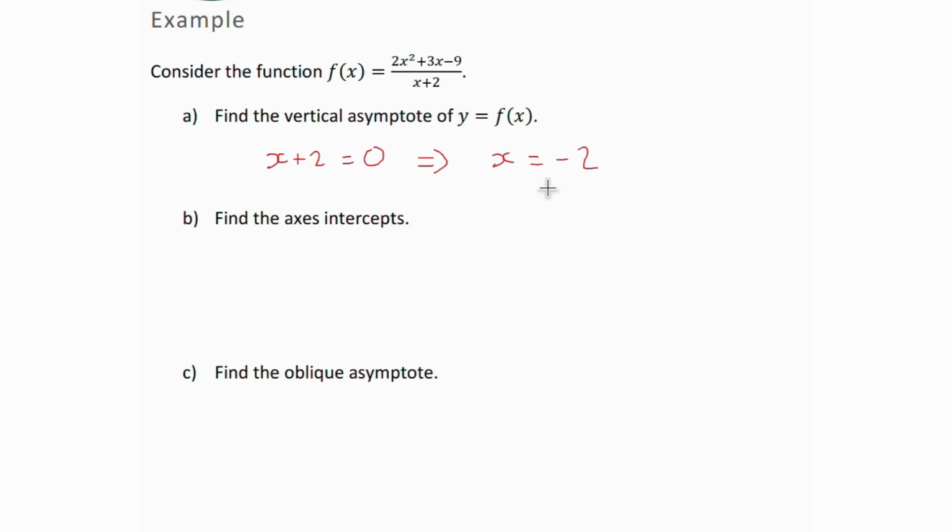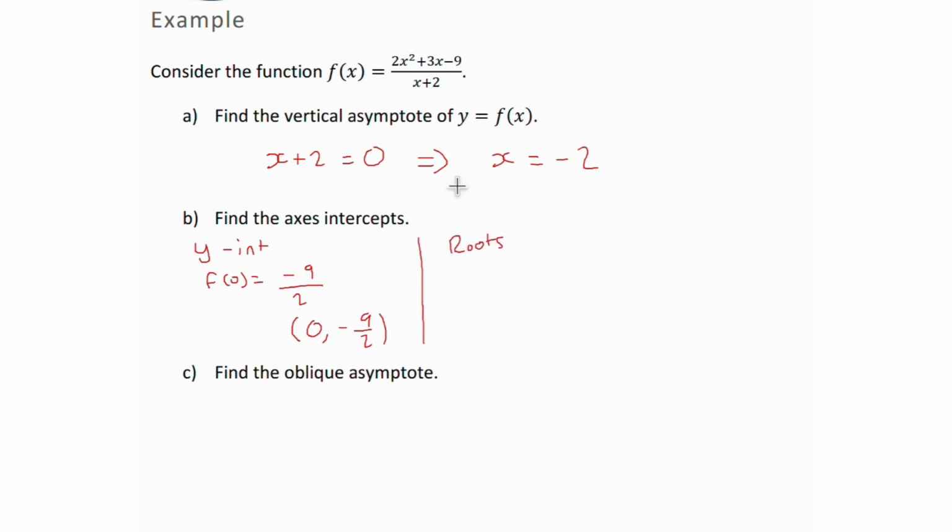Find the axes intercepts. So first of all, let's find the y-intercept. The y-intercept is when x is equal to 0. So that is f of 0. So we end up with minus 9 over 2. So the y-intercept is 0, minus 9 over 2, or minus 4.5.